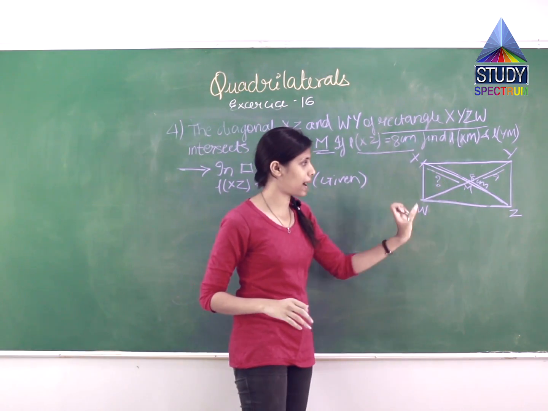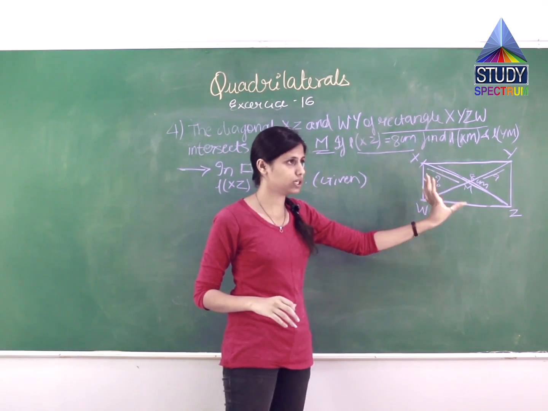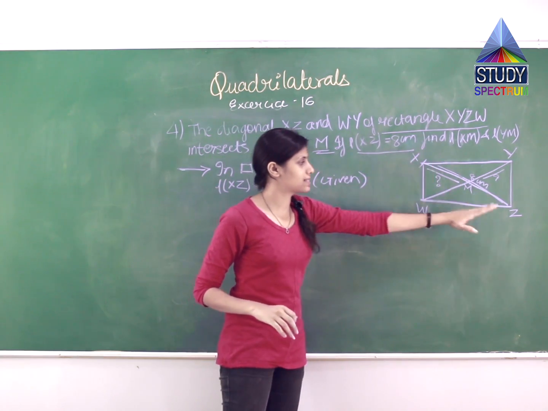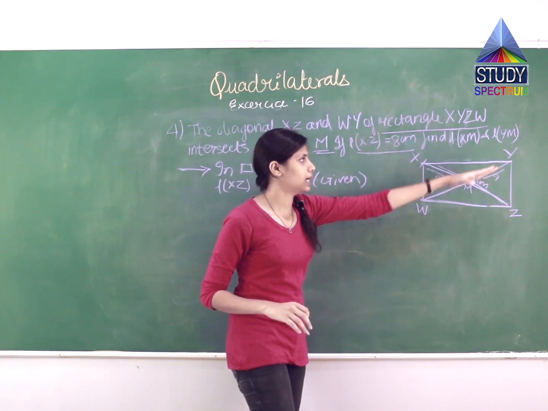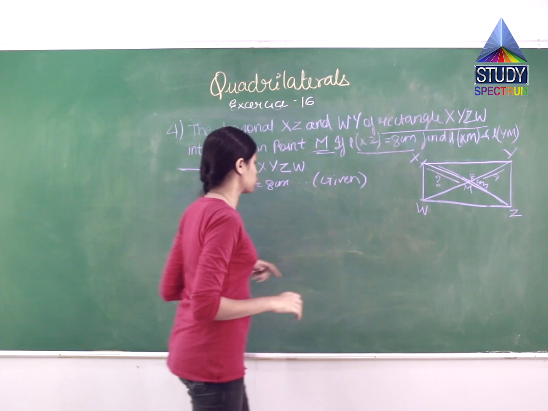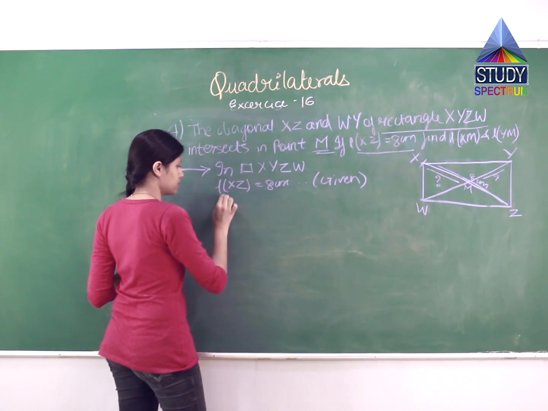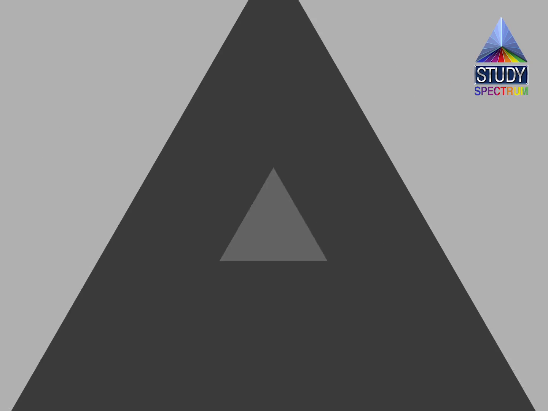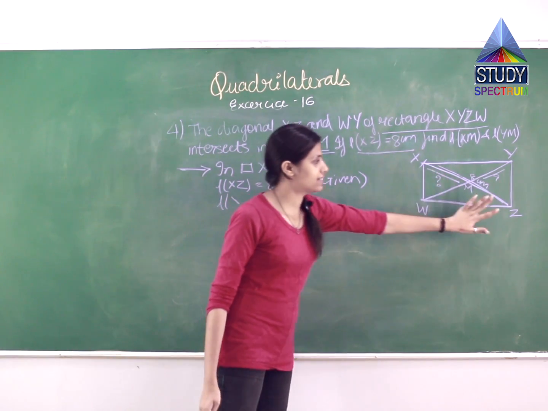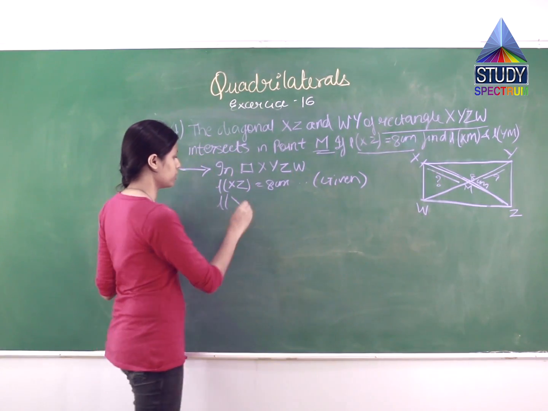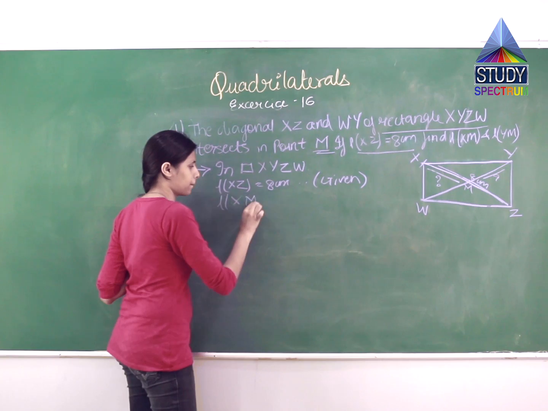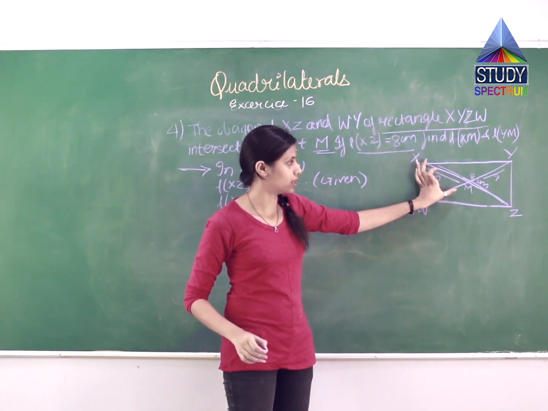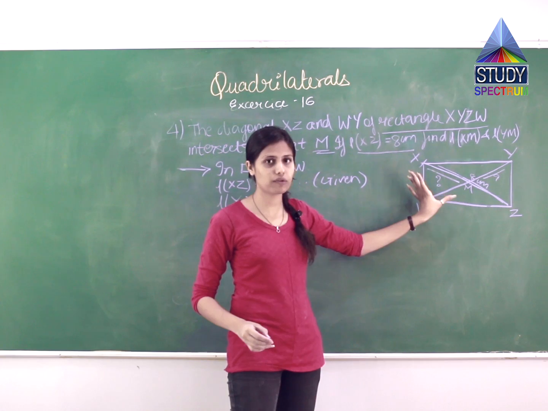Both the diagonals are the equal bisectors of each other. So XZ is divided equally by YW. So you can write it as length of XM. XZ is 8 centimeter, and so length of XM will be what? See, XM is over here, means it is the half part of XZ.